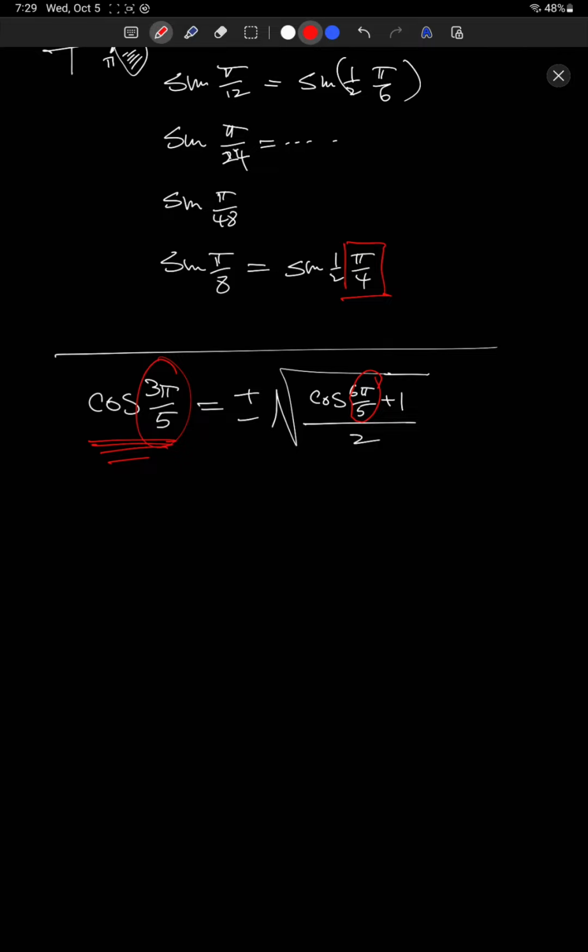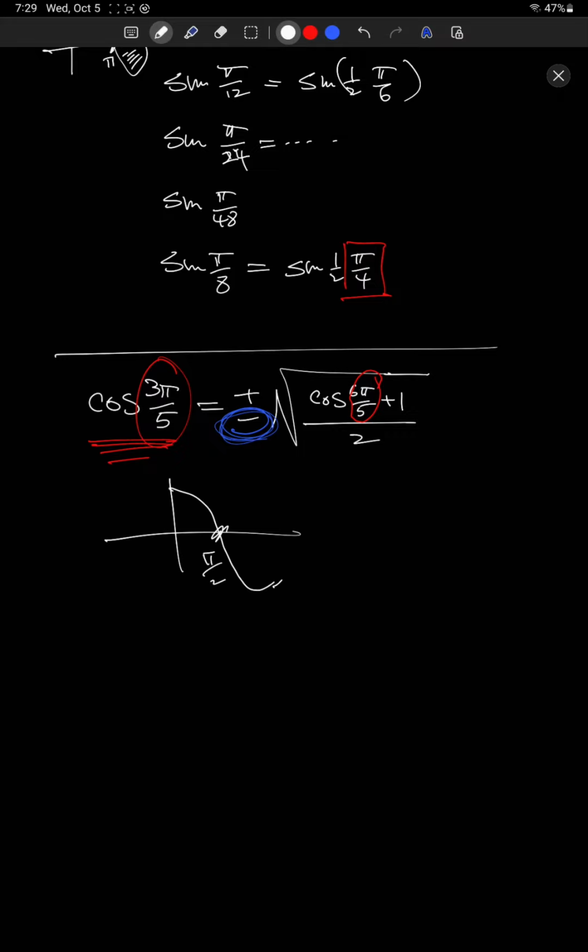But the real issue I want to emphasize is that this is a situation where I need to choose the minus sign, because 3 pi over 5 is bigger than pi over 2. So here's pi over 2, and 3 pi over 5 lives somewhere here, because 3/5 is bigger than a half. And so cosine should be negative in this region between pi over 2 and 3 pi over 2. In this particular example, we need to choose the minus sign.